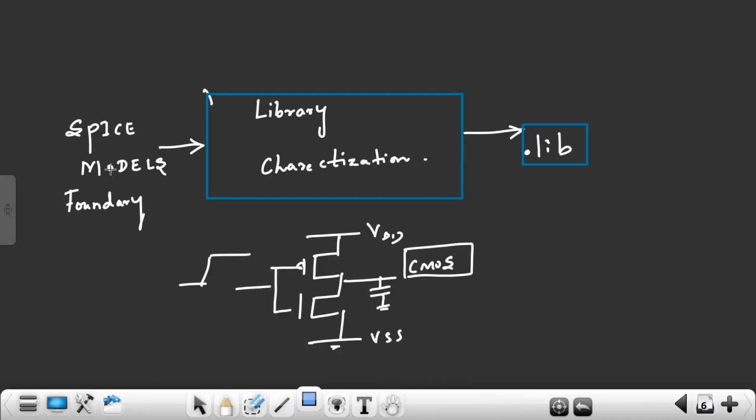These spice models differ from foundry to foundry and technology to technology. Foundry means the place where we get our IC fabricated. It changes from foundry to foundry, and it also changes from technology to technology. For example, for the same foundry, the spice models are different for 14 nanometer, 7 nanometer, and 28 nanometer. What do you mean by nanometer? What is the meaning of 14 nanometer?